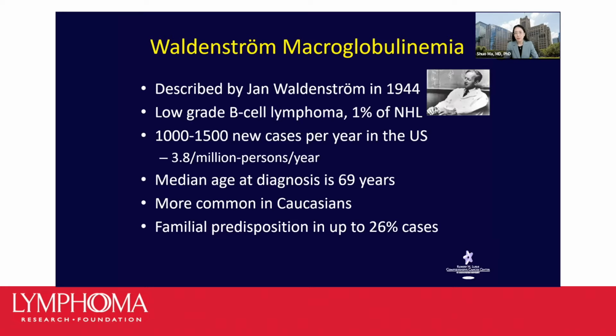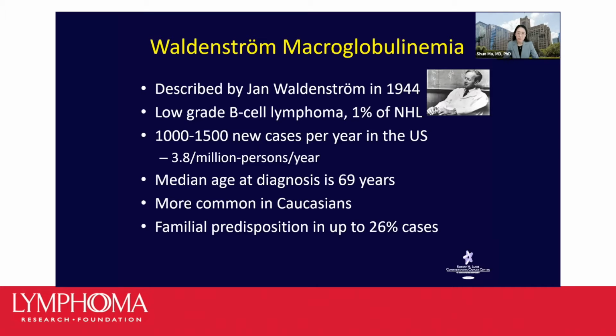So where does the name come from? First, macroglobulinemia is speaking of the IgM protein being the largest immunoglobulin. That's why it's called macroglobulinemia. And the name Waldenström is attributed to the first physician who described this condition, Dr. Jan Waldenström, who published reports of several patients with a very specific clinical syndrome in 1944.